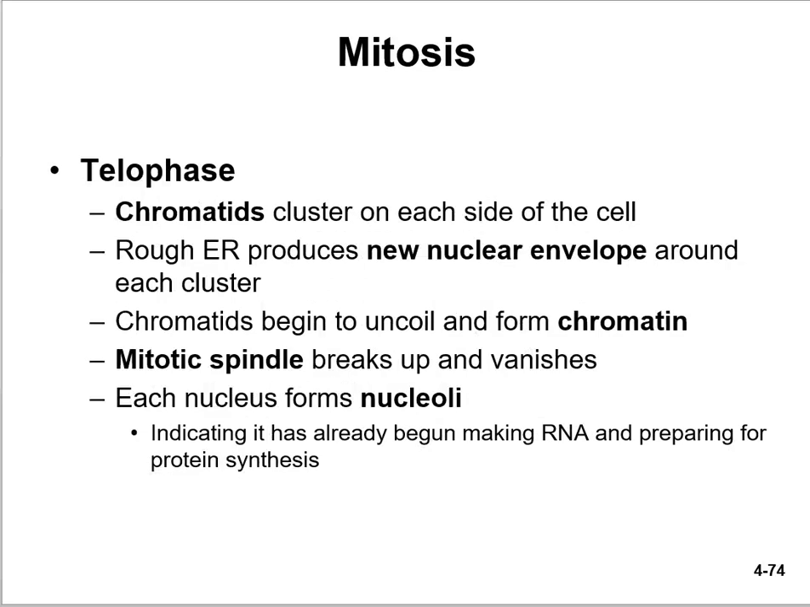During telophase, the chromatids will cluster on each side of the cell. Rough ER will produce a new nuclear envelope around each cluster. The chromatids will begin to uncoil and form chromatin again. The mitotic spindle will break up and vanish, and each nucleus will form nucleoli again, indicating that it's already begun making RNA and preparing for protein synthesis.